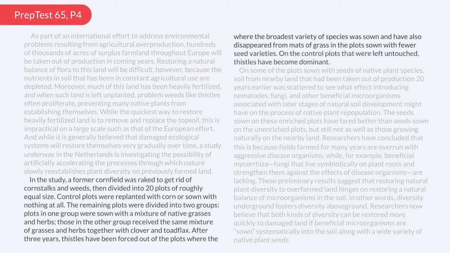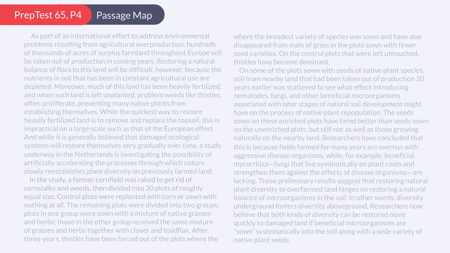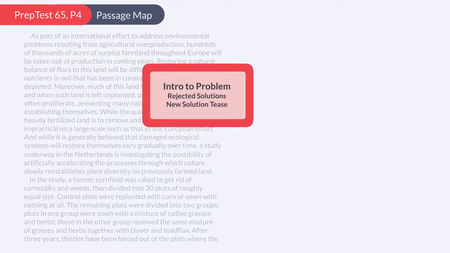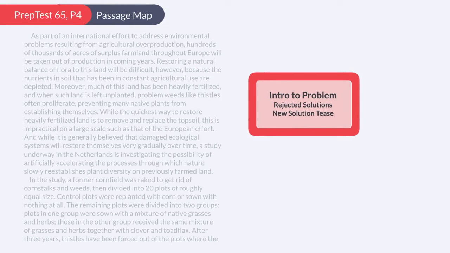As we start each new paragraph, we want to slam on the brakes after that first sentence and ask ourselves, what is this doing for the big picture? And we use language from our framework to describe it. We could describe that first paragraph by saying it introduced us to the problem. It rejected a couple solutions. We're not going to replace the soil. We're not going to just let it fix itself over time. And then it teased the idea that this passage was going to be looking at a study that's trying to solve the problem.